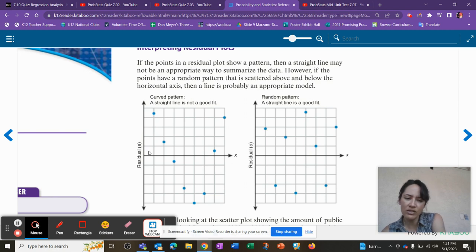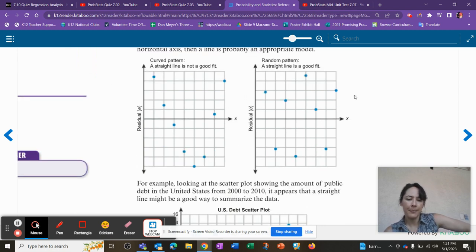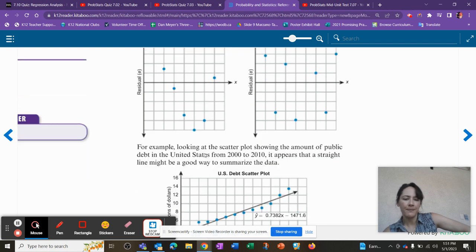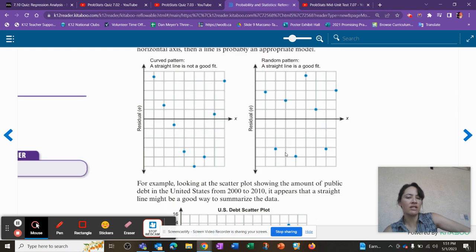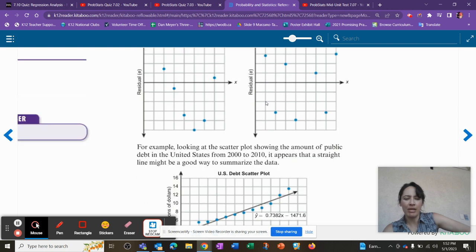Think about if all these dots were really close to the y equals 0. For example, looking at a scatter plot shown here, it appears like a straight line, but it looks like maybe a curved line. Notice they're not saying square or square root or exponential or anything like that. They're just saying curved is better than straight. So just keep that in mind.